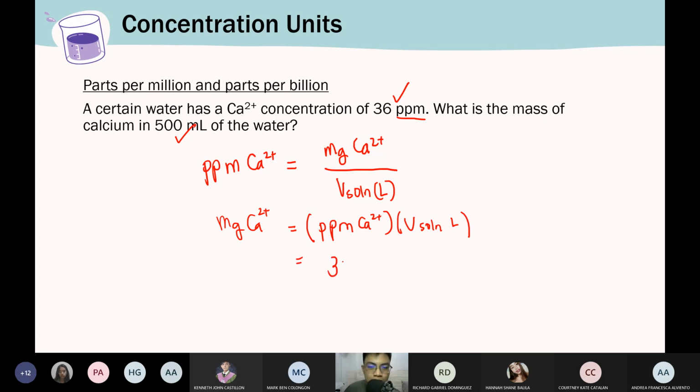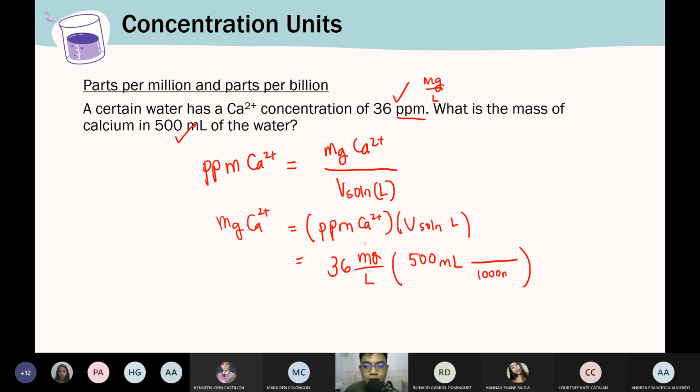Very straightforward yung ating equation. Okay, so yung ppm, pwede rin natin yan isulat as milligram per liter. Okay, so same lang yan. So 36 ppm or 36 milligram per liter times the volume of the solution. So that's 500 ml. We need to convert this into liter.